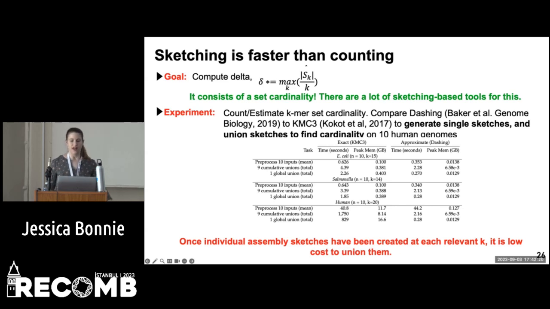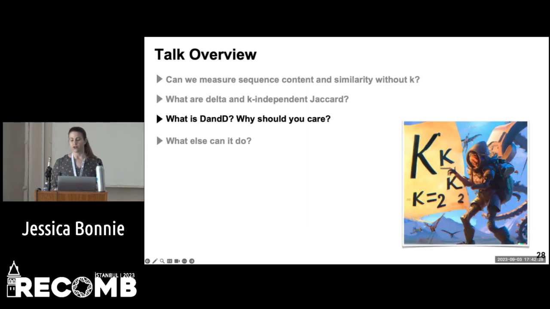So, now that we've discussed the issue we're trying to solve, how to measure a new sequence, and we've examined this metric, delta, which we have borrowed from information theory, it's time to describe our tools and show some of the results. Okay. So, DandD.